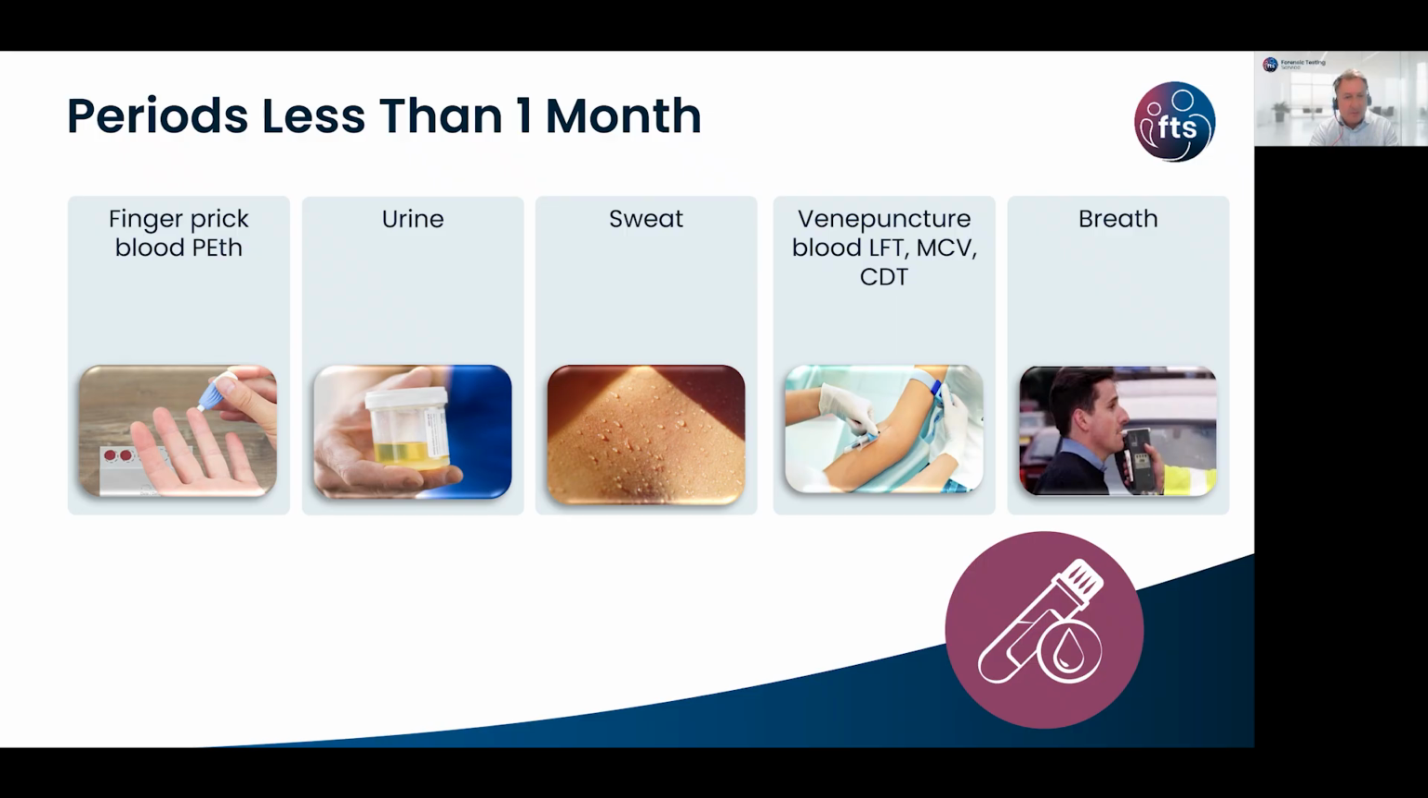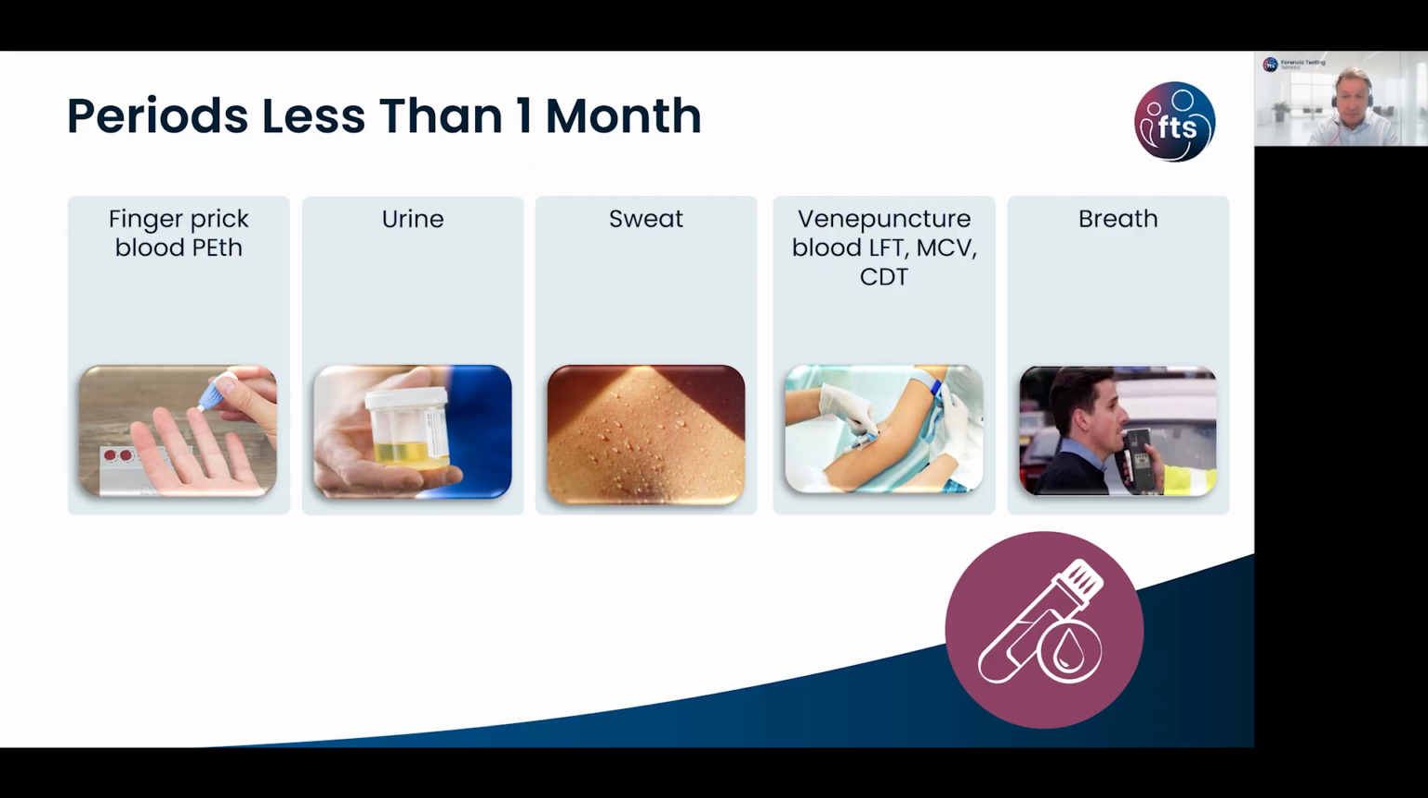So periods less than a month. Sometimes this may not be relevant for anyone that wants to understand the history of a parent and what it is that they're presenting with. But in many cases, sometimes you want to know sooner than that. So finger prick blood PEth is ideal, say up to about 4 weeks. Urine has a shorter window of detection. Sweat can be a bit complicated in terms of it working and understanding the results. I think there needs to be a bit more work done on that.